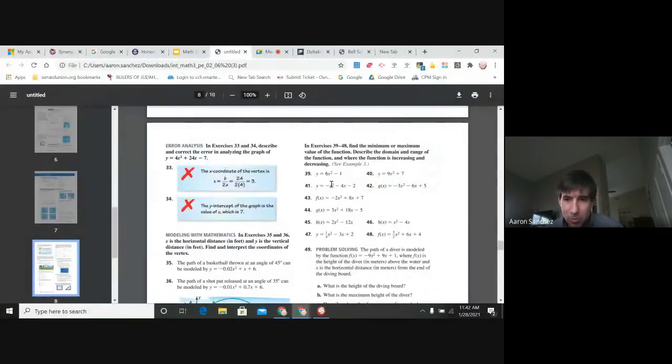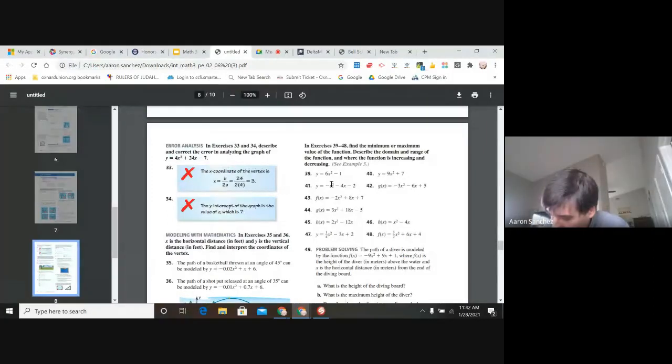Okay, so 5 more minutes. That's why I'm going kind of fast here. So let's look at number 39. Okay, y equals 6x squared minus 1. So find the minimum and maximum values of each function. Describe the domain and range of each function.